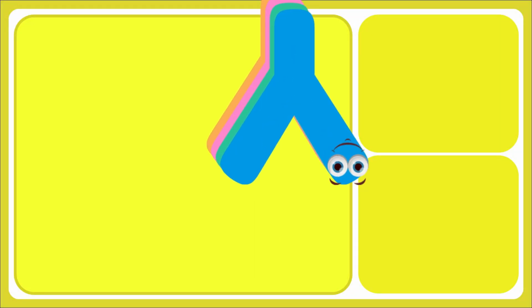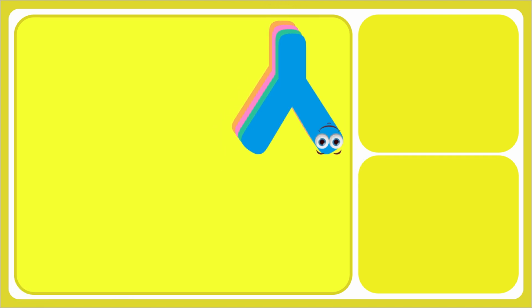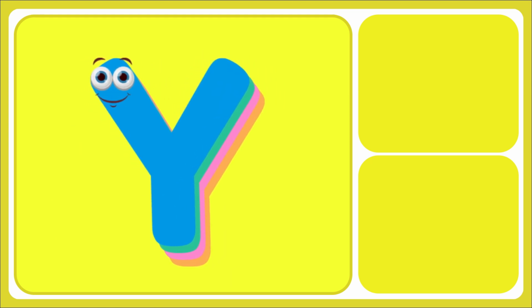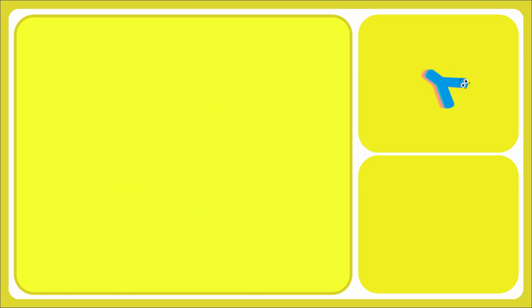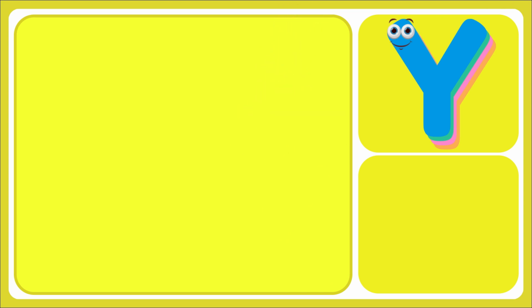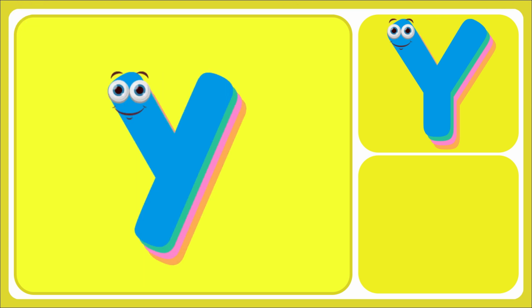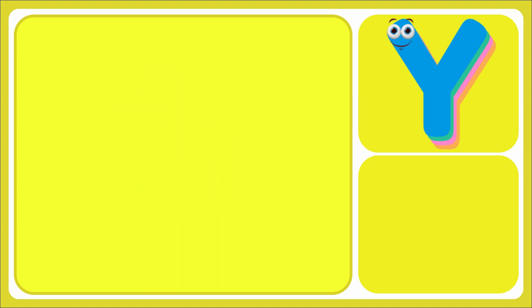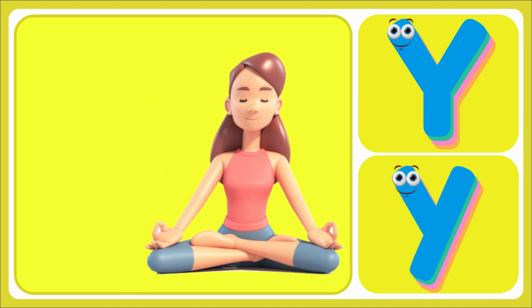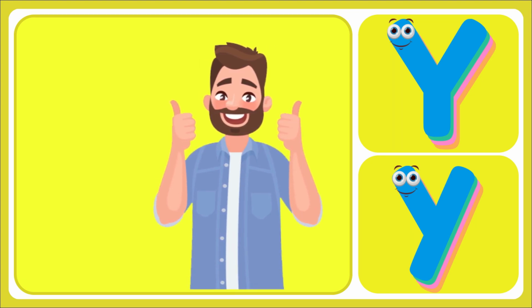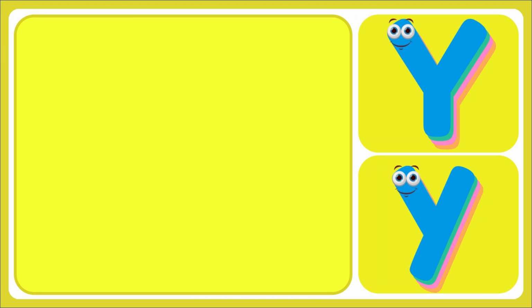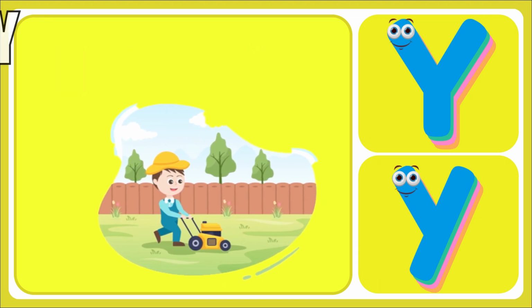Today we will learn alphabets and their sounds. Have you ever seen the letter Y? Hi, I am letter Y and my sound is ya, ya, ya. And the words that start with me are yoga, ya, ya, yoga. Young, ya, ya, young. Yard, ya, ya, yard.